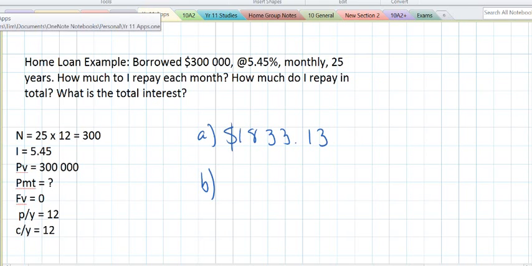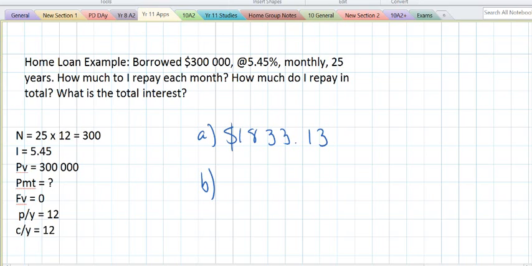So, our monthly repayment, or my monthly home loan repayment, is $1,833.13. So that's our first question. Once we've got that, how much do I repay in total? And how do I find how much I repay in total? And you don't need the special function on the calculator for this.